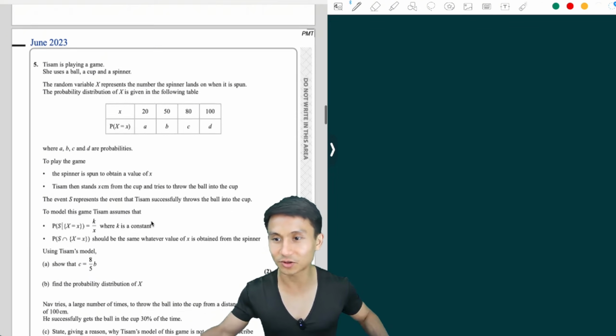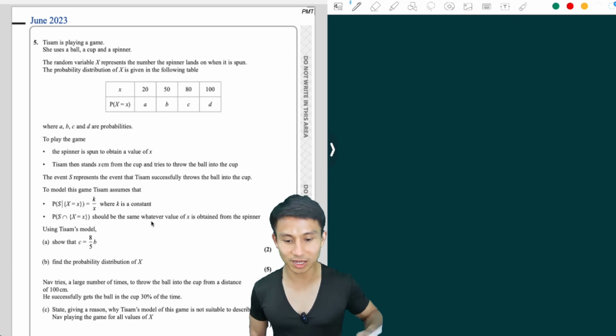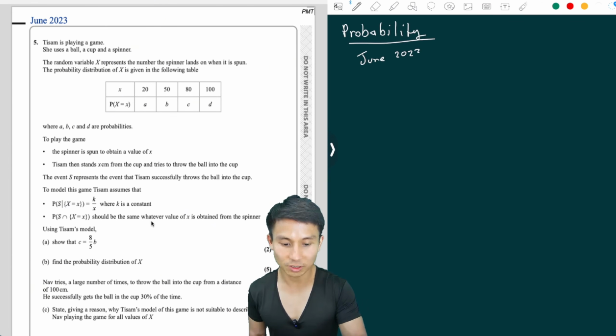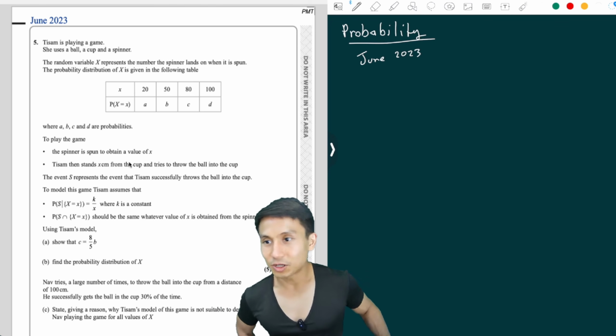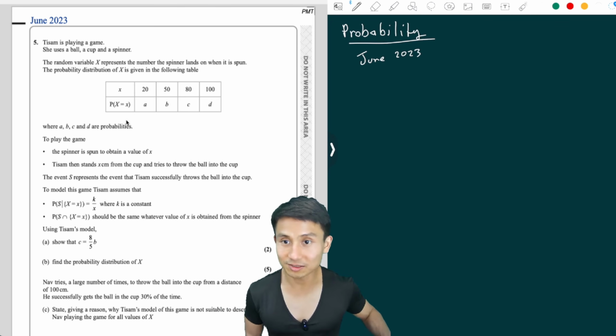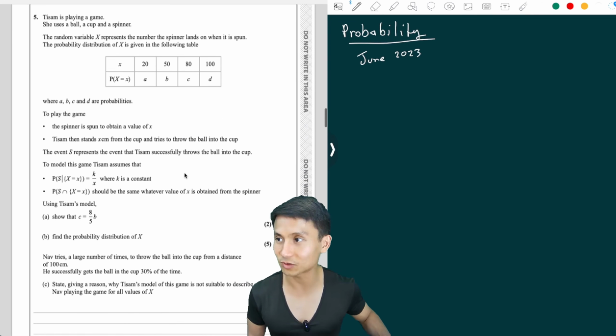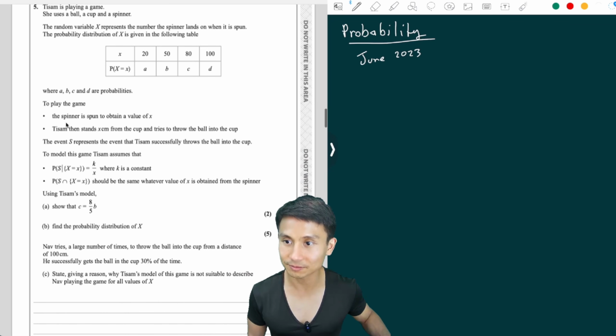Okay, let's go. The first one we should look at is June 2023. Tisam is playing a game. She uses a ball, a cup, and a spinner. A random variable x represents the number the spinner lands on when it is spun. The probability distribution of x is given in the following table.